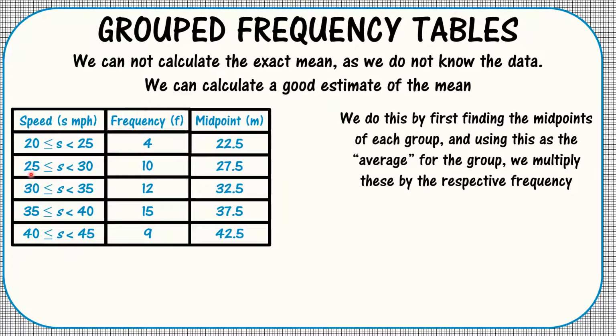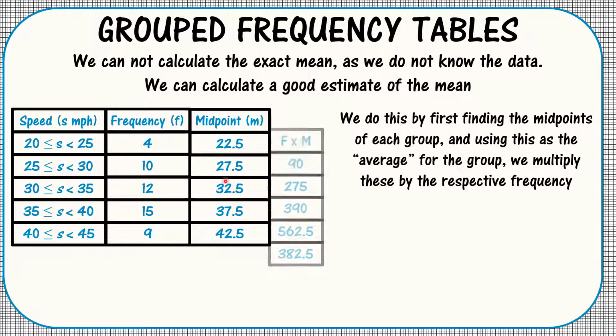The midpoint between 25 and 30 is 27.5. The midpoint between 30 and 35 is 32.5. The midpoint between 35 and 40 is 37.5. And the final midpoint is between 40 and 45, which is equal to 42.5.